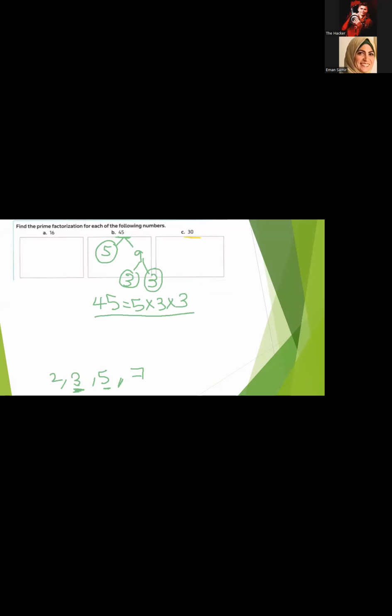To solve this one, 30, I divide it by 2, it will give me 15. Divided by 3, it gives me 5. So I can write it as 30 equals 2 times 3 times 5. That's my prime factorization. 30 is equal to 2 times 3 times 5. And I write it on this line, which is called the prime factorization of 30.